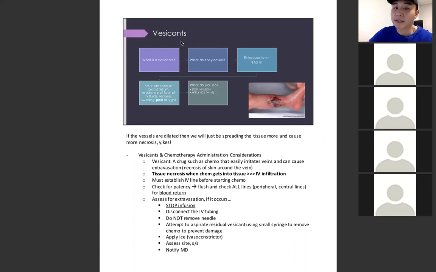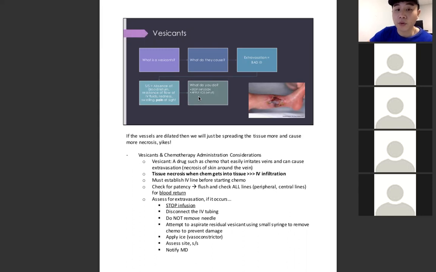And vesicant is what causes extravasation or issues with infiltration of the IV when they are infusing the chemotherapy to the patient. Signs and symptoms of vesicant extravasation: the patient can experience burning, absence of blood return, resistance to flow of IV fluid, redness, swelling, and pain at the site.